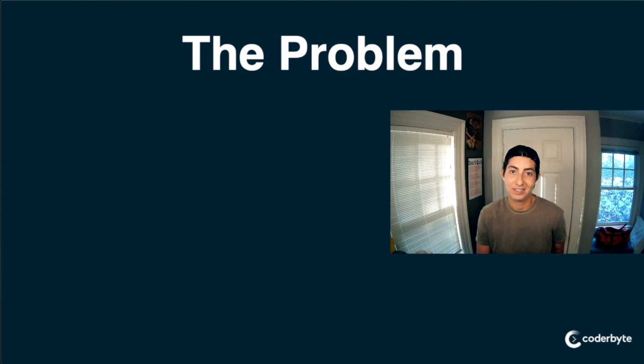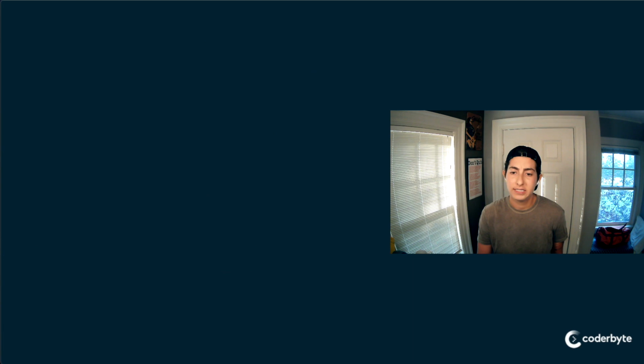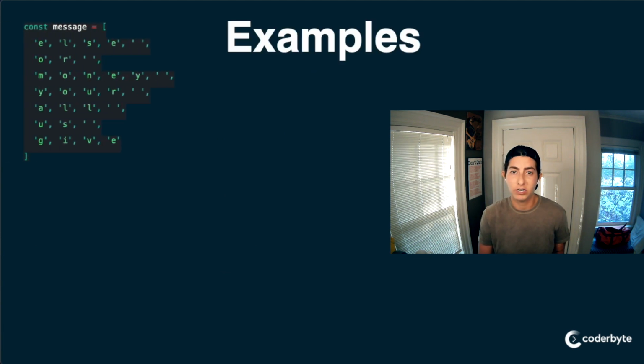Okay, let's talk about this week's problem. A group of pesky hackers has been plaguing Liz at her day job for some time now. They detonate ransomware on networks pretty regularly, which usually gets caught by the security engineers in time before they wreak havoc on her clients' networks. Their signature move is to leave a ransomware note with all of the words reversed. She is tasked with writing a function to quickly decode their ransomware notes that can be run in place on the notes. Okay, so let's take a look at some examples of what these ransomware notes might look like.